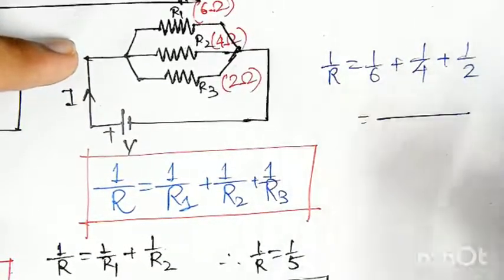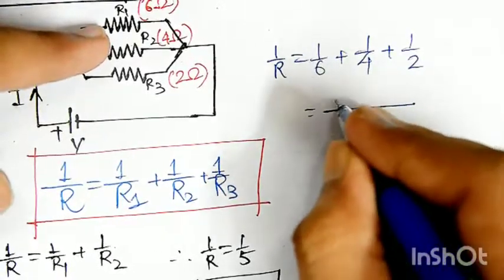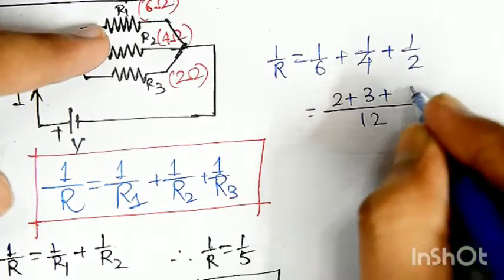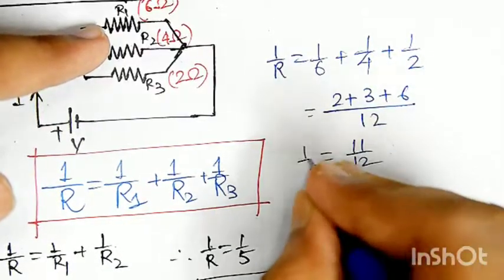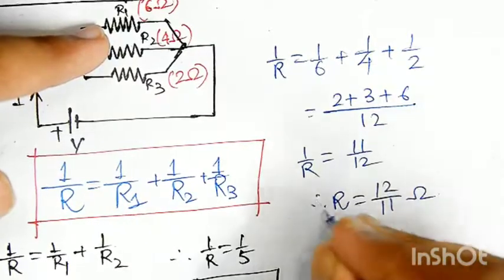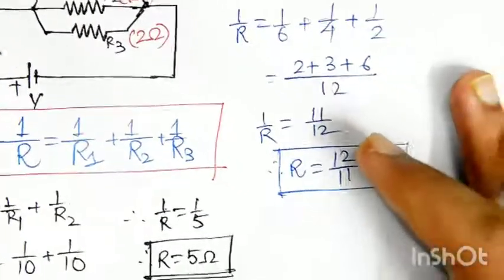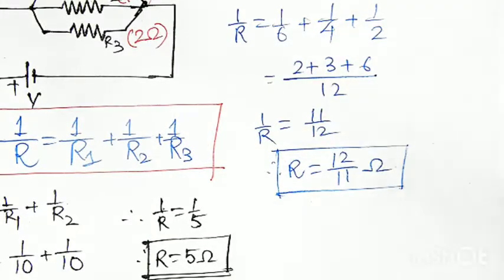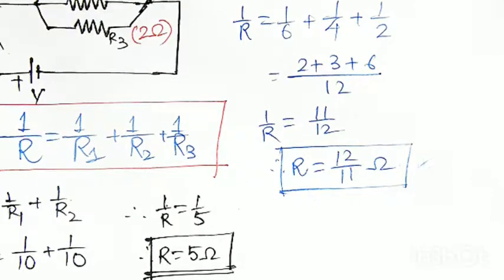The LCM, what's the value of LCM? The value of LCM is 12. It is 2 plus 3 plus 6, so it is 11 by 12. That is 1 by R. So what is R? R equals 12 by 11 ohms. So the value can be different. The value can come as a fraction. The value can come as a whole number. It doesn't matter. This is the formula. This is how we will solve it further.